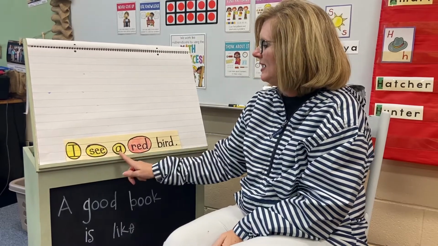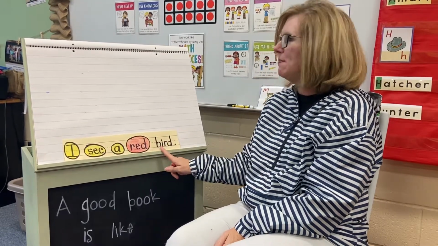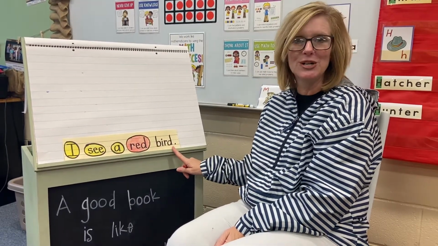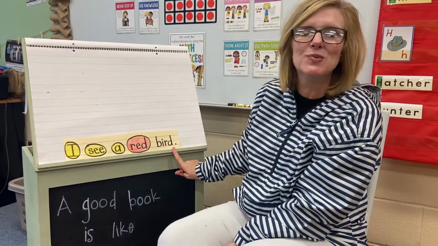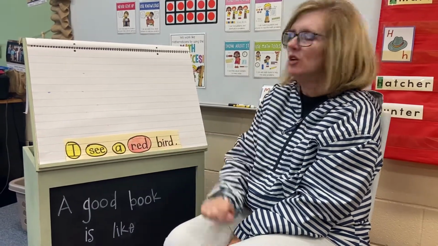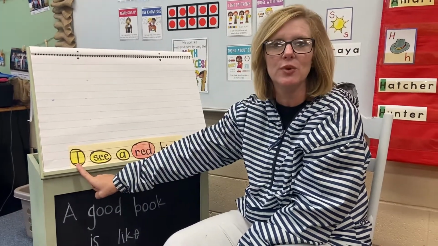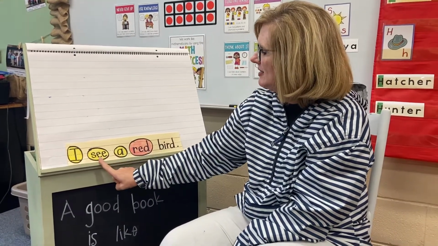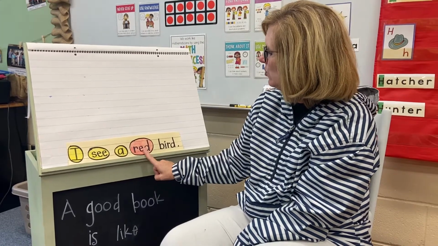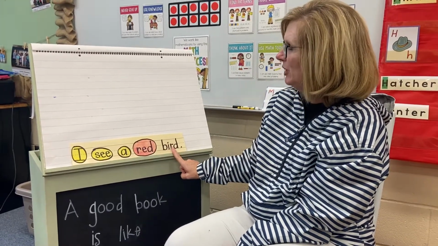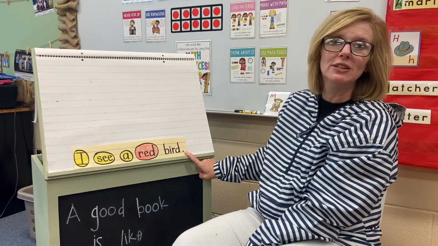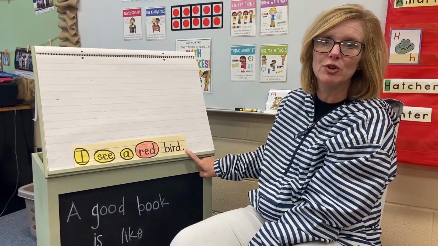I see a red bird. So read this sentence with me. Now we've figured out what the words are and we can read the sentence. I'm going to touch and you read with me. I see a red bird. And bird is my last word, so it has a period after it.